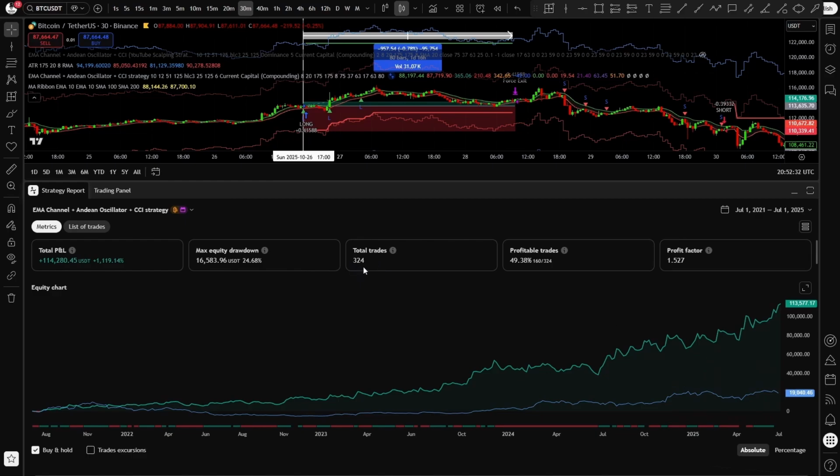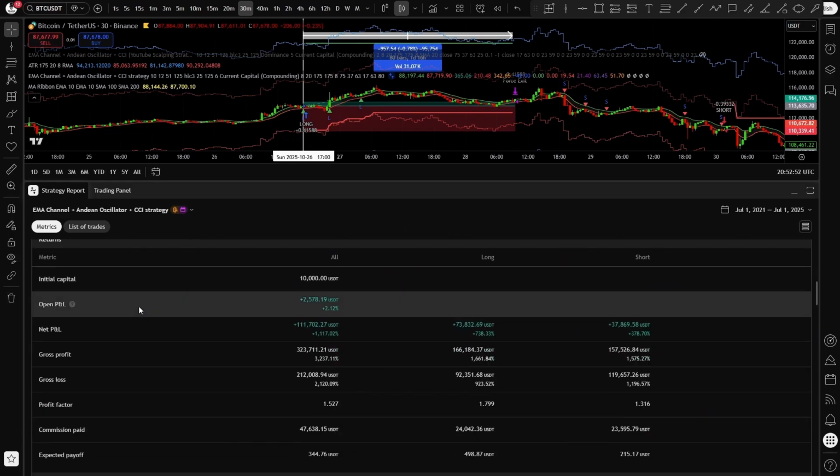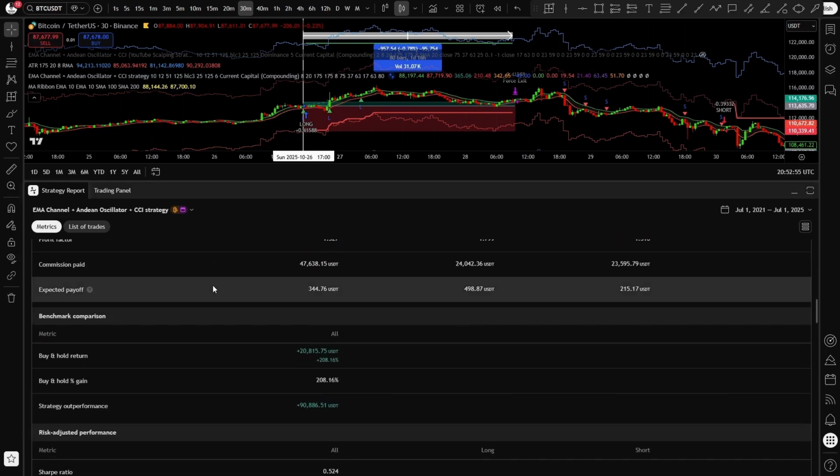It took 324 trades in that 4-year period, which generated 1,119% net profit with around a 25% maximum drawdown, around 50% win rate, and a 1.5 profit factor. For those who are interested, here are the detailed backtest results.